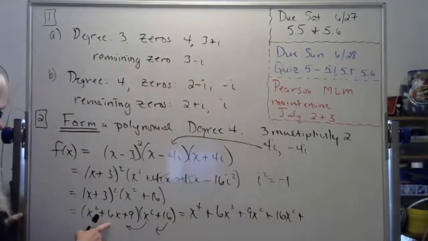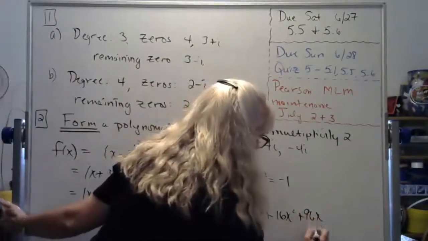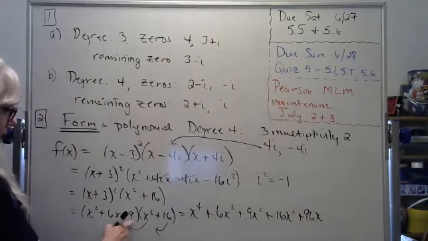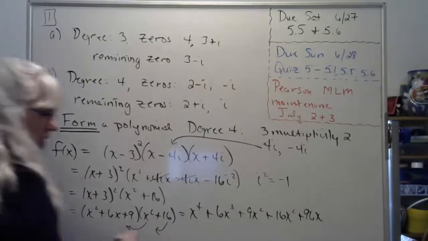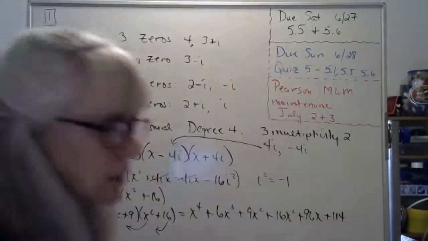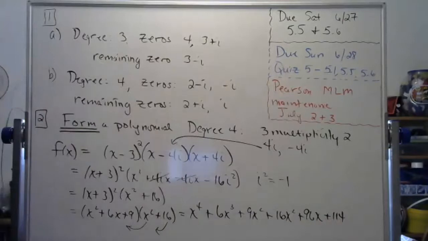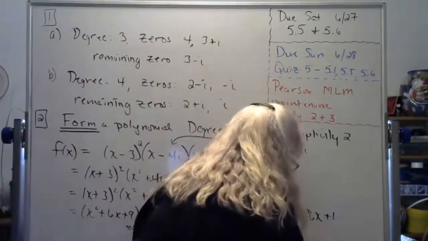16 times 6 is 96, I think. That's a 96x. And then 16 times 9, 514. Boy, I'm not checking my arithmetic. Let's double check that to make sure. 16 times 9, 144. Yeah, I knew that one didn't feel good.